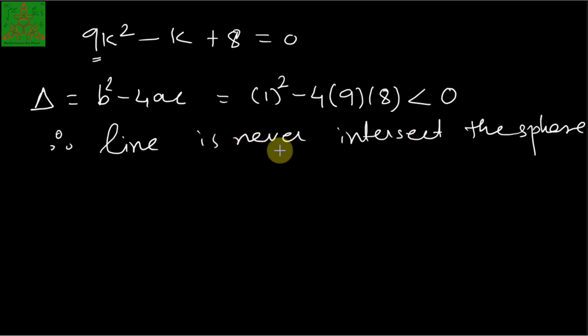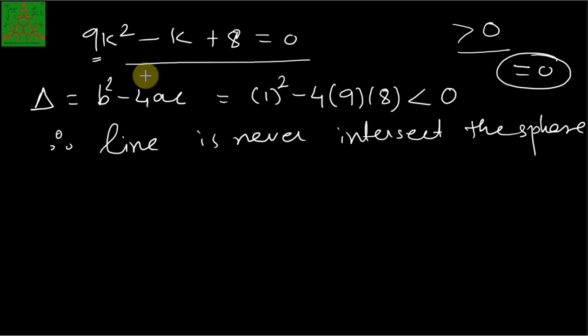Why? Because if the value of delta is positive, then it will intersect, because in that case this equation will have two roots, and for those values of k you will have two points of intersection. If delta is equal to 0, then you will have one root, because there are two equal roots in that case. And if it is negative, then there is no real solution of this equation.